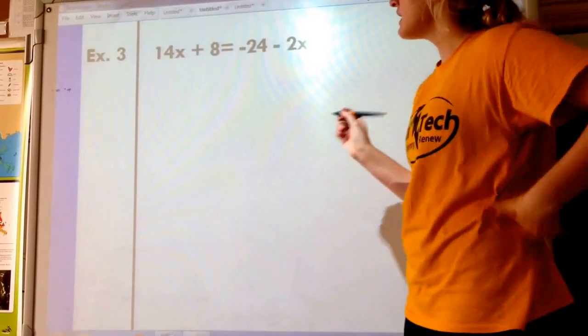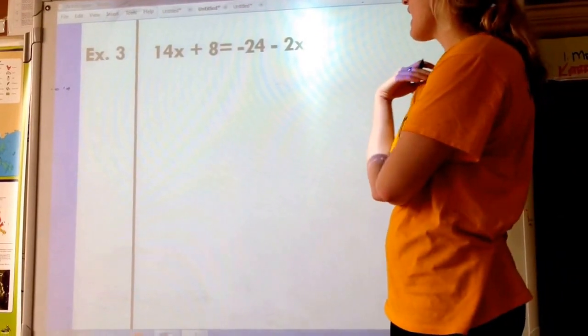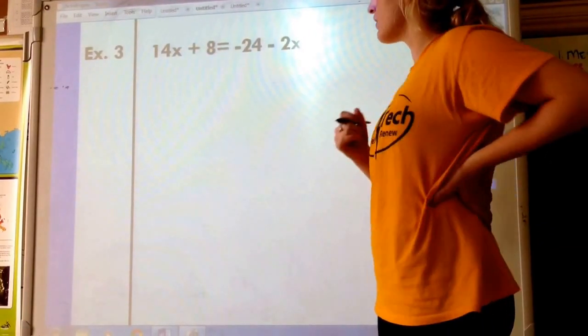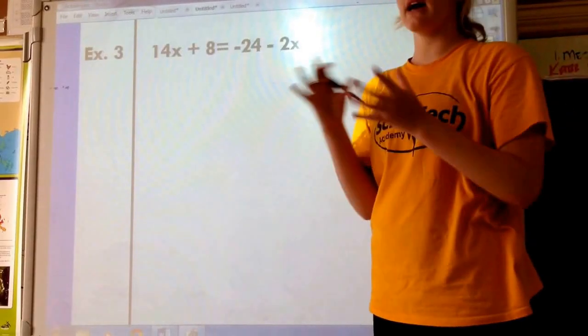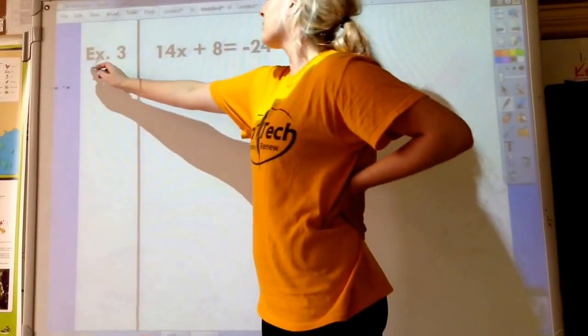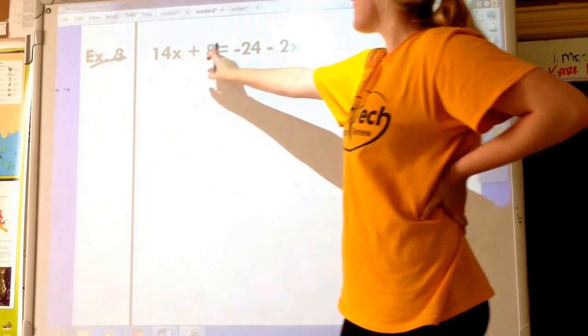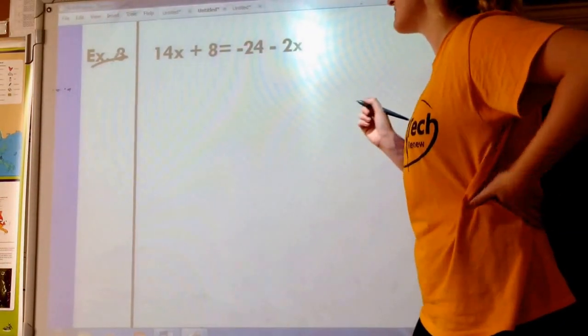Let's do another one. Here, I don't have to distribute, but I do have variables and constants on the wrong side of the problem. So I need to isolate my variable. Go ahead and write example 3, and then 14x plus 8 equals negative 24 minus 2x.